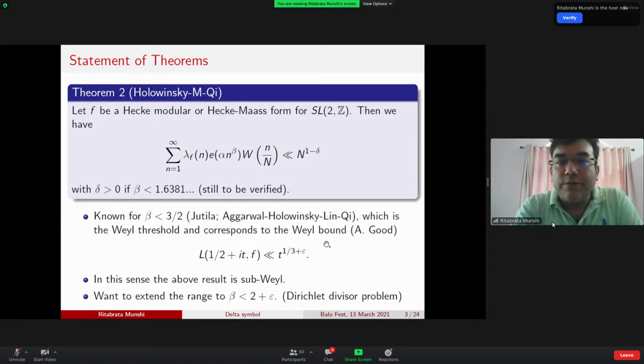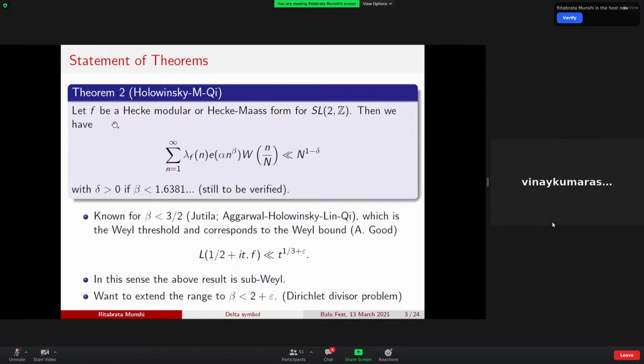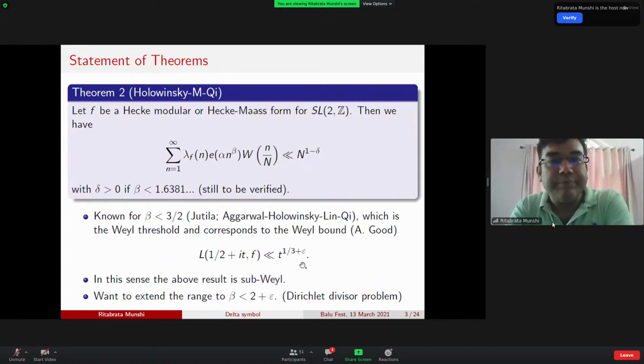And let's recall that the Weil bound in this case was proved by Anton Good in 1980 or 81, and the bound is that this L-function for this modular form or Hecke-Maass cusp form is t to the power 1/3 plus epsilon. Okay? T to the power 1/2 is the trivial bound or the convexity bound. T to the power 1/3 is the Weil bound.